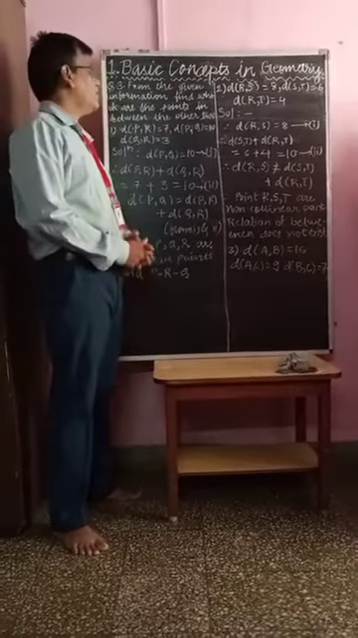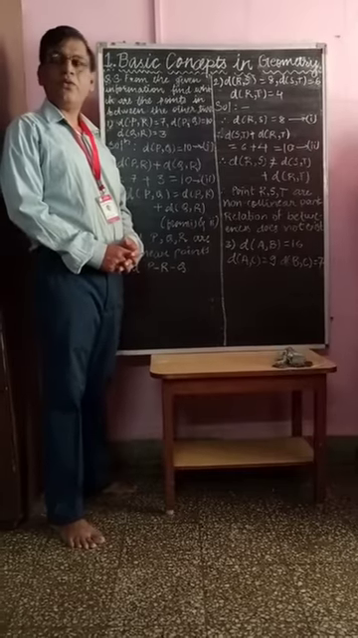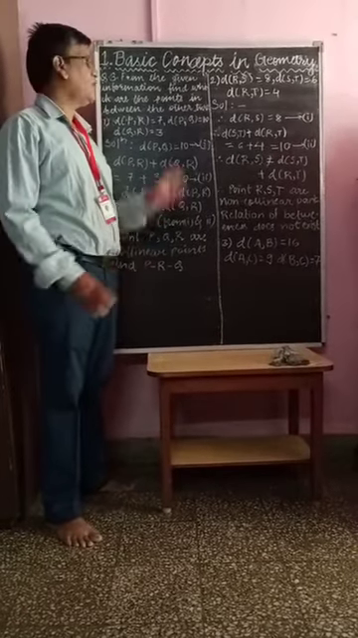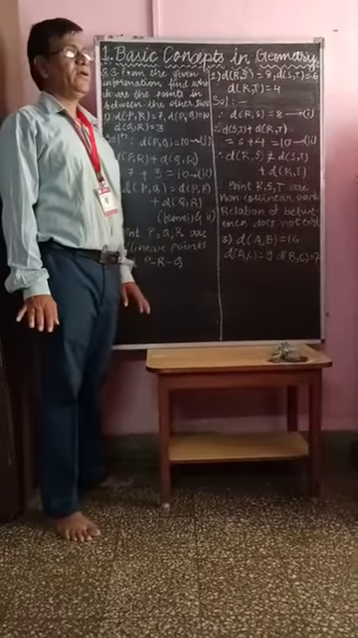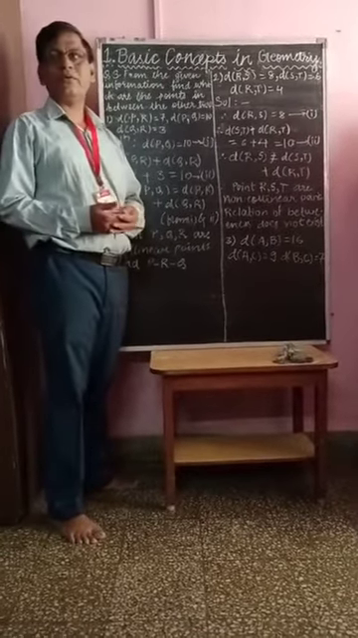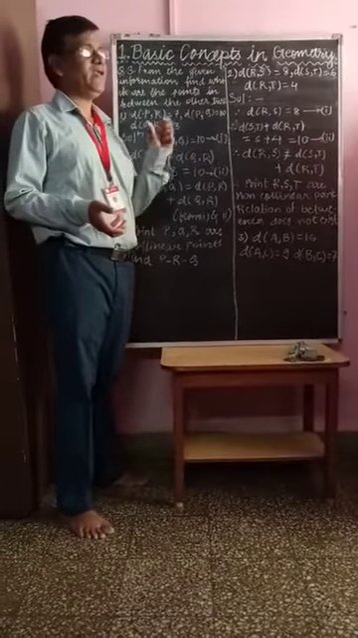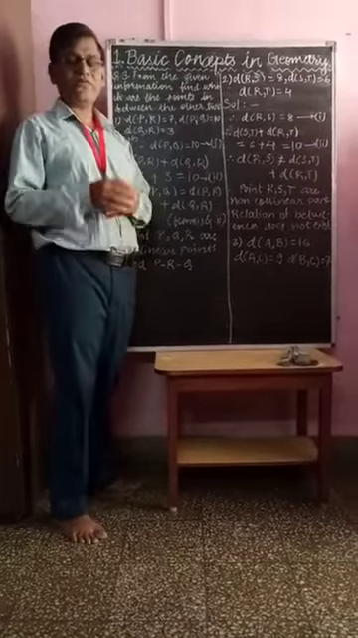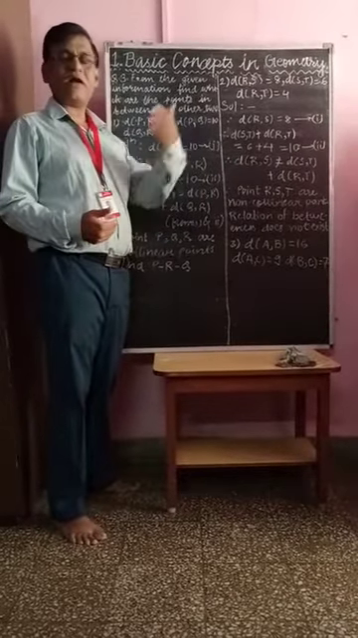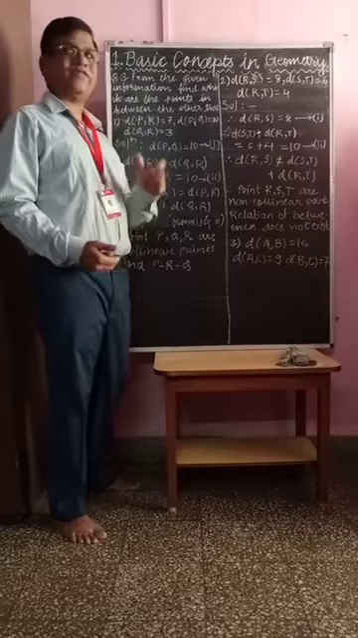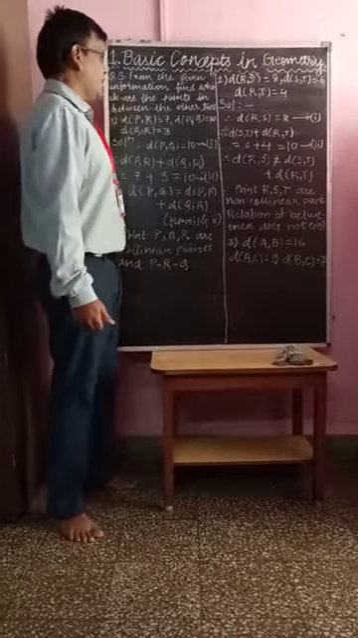Student, now you already know what is a line, what is a plane, how to write the plane, and what are collinear points and non-collinear points. Now, how do you find out whether the points are collinear or not? By using the distances. If the distances are given, then according to the given distances, you have to show whether the given points are collinear or not.